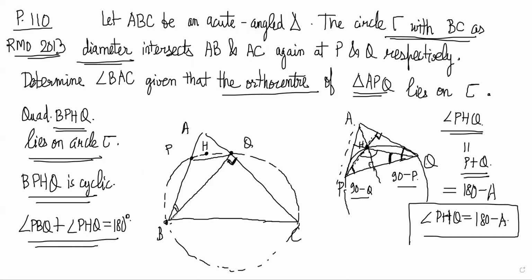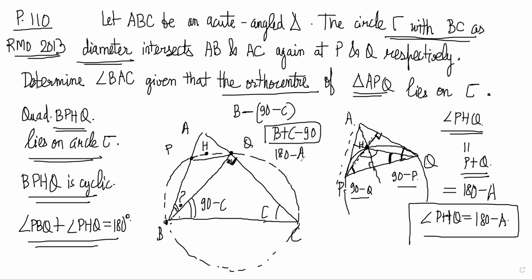And let's find PBQ now. Because angle BQC was 90 and this is angle C, we know that this much is 90 minus C. And therefore this angle, the angle PBQ, must be B minus 90 minus C. So that will be B plus C minus 90. And what is B plus C in the overall triangle? B plus C is 180 minus A. So this is 180 minus A minus 90, right? So this is 90 minus A. So what we get is angle PBQ is 90 minus A.